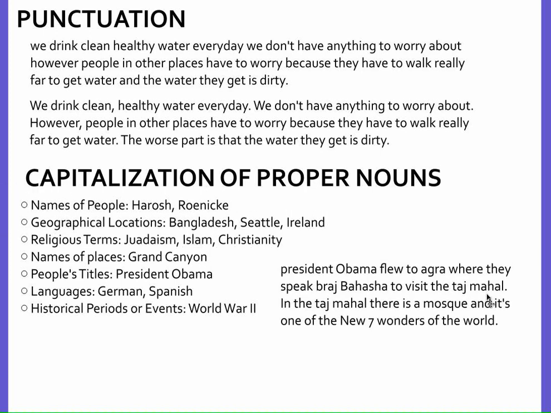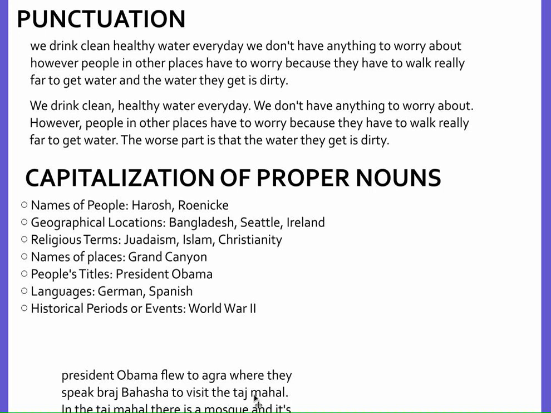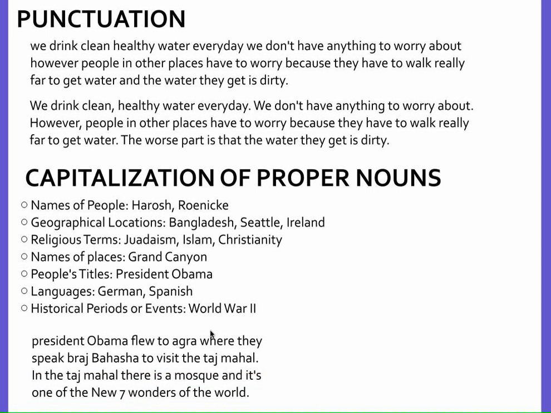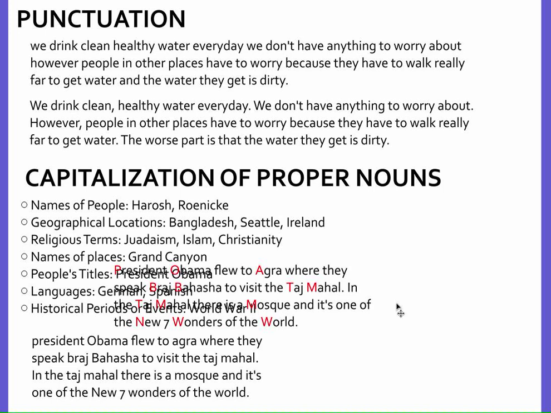Here is an example of what I don't want to see. President Obama flew to Agra where they speak Braj Bharasha to visit the Taj Mahal. In the Taj Mahal, there is a mosque, and it's one of the new 7 wonders of the world. Dude, where's your capital letters?